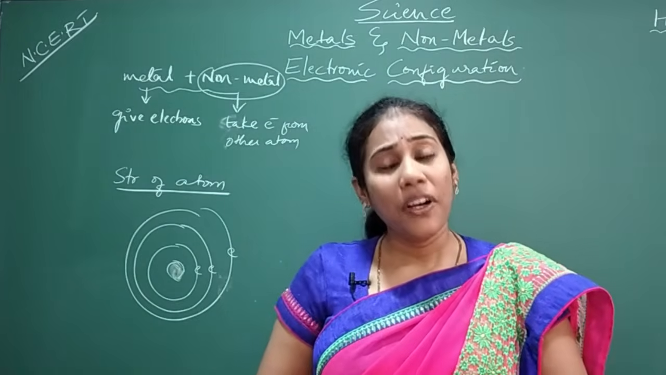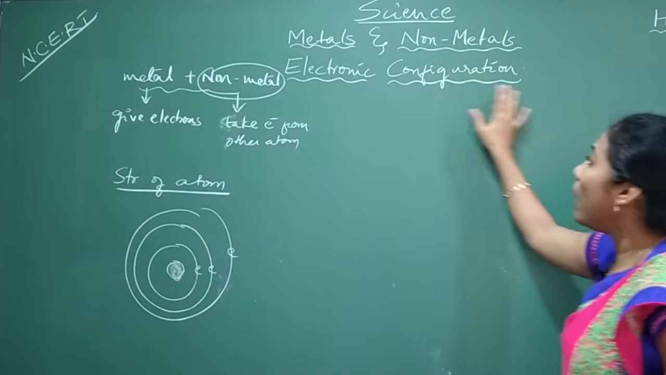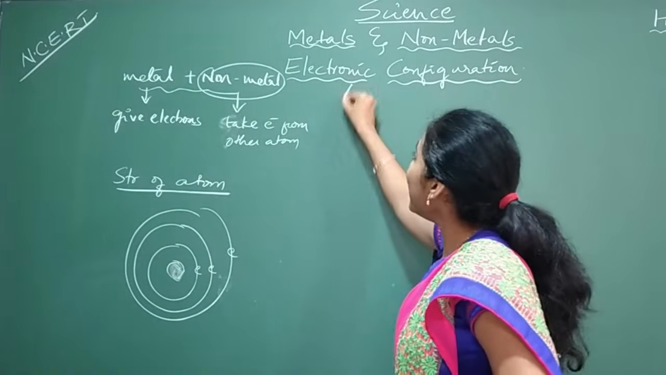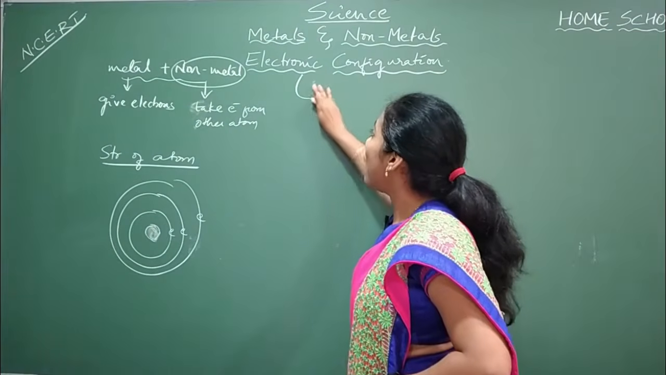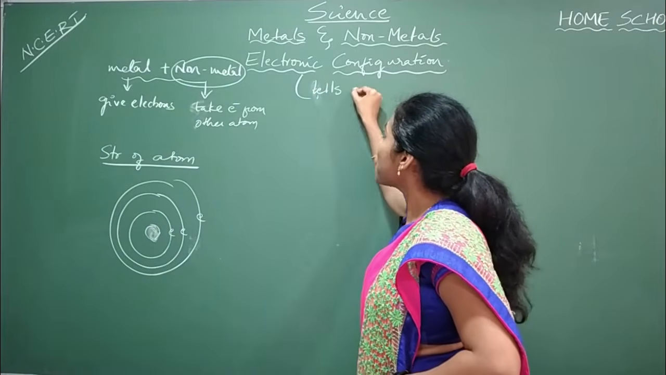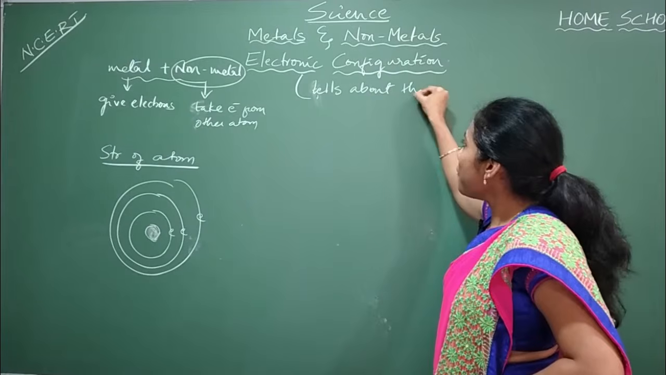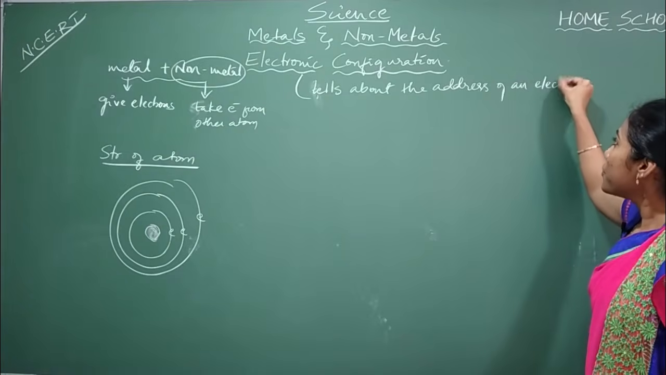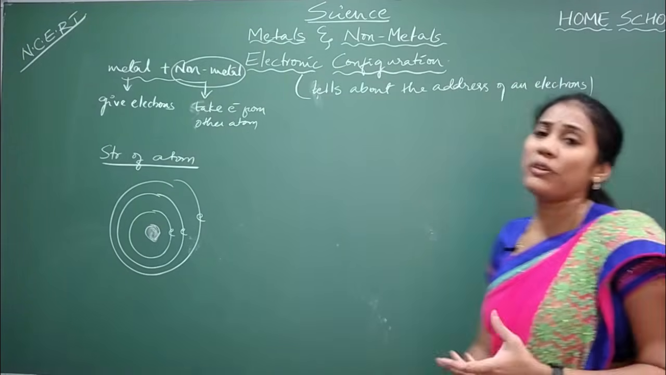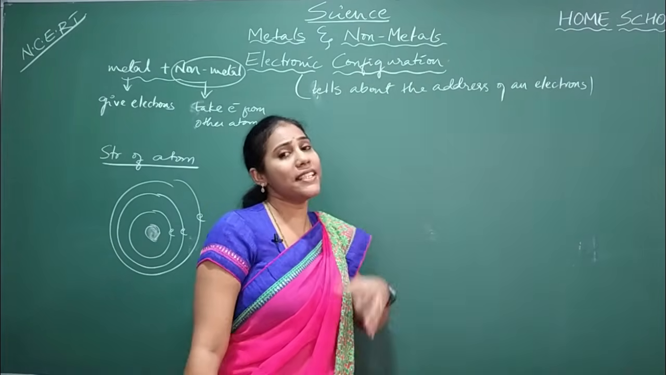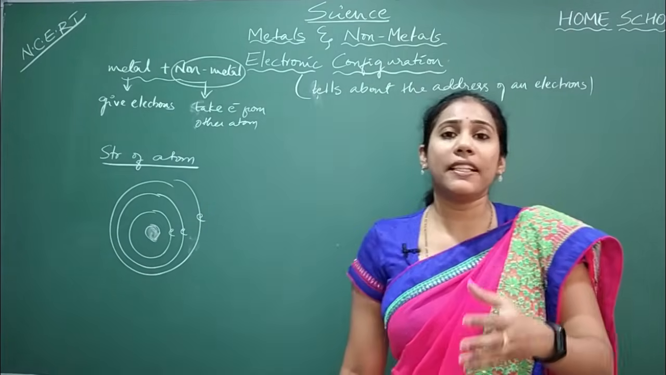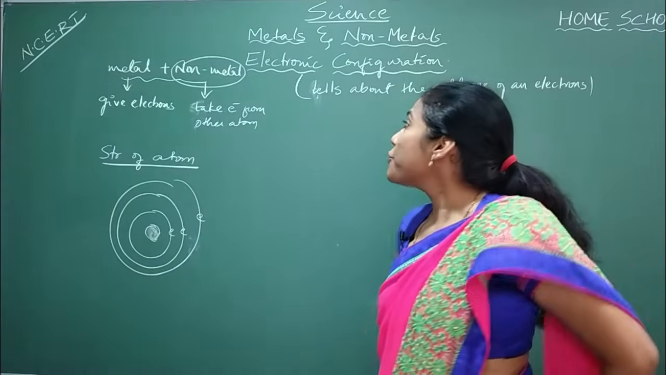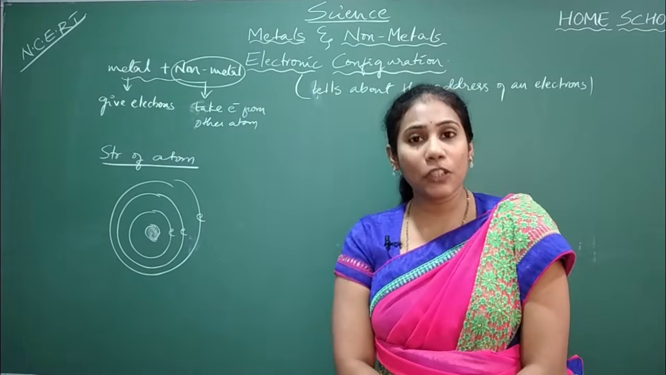All this you have to know, and that can be learned with the help of electronic configuration. So in simple words, electronic configuration tells about the address of an electron. There are so many electrons present around the nucleus, so which electron is located in which place, which orbital? This is what you can come to know with the help of electronic configuration. So now we will learn the way of writing electronic configuration.